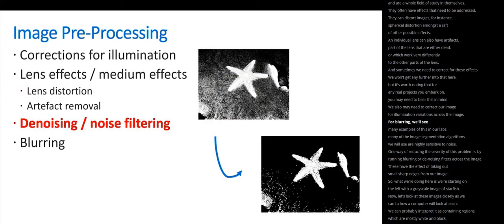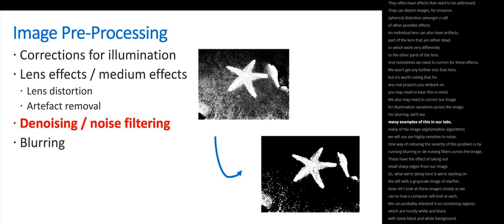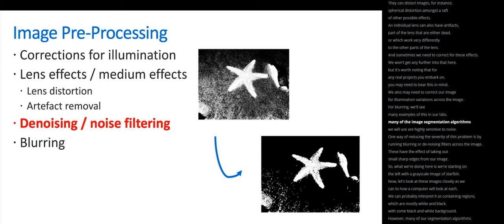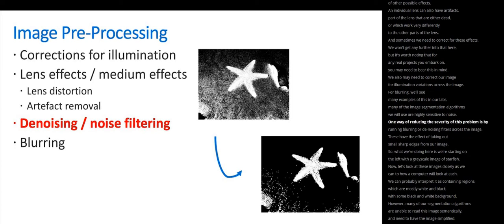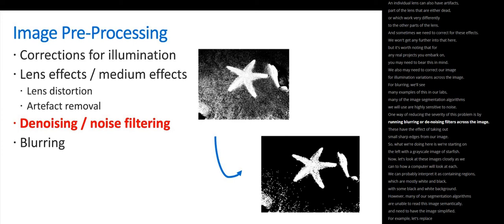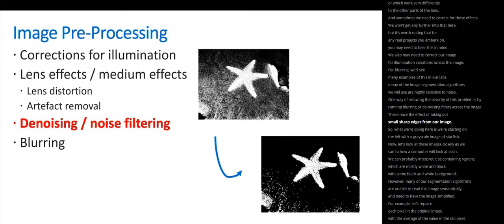For blurring, and we'll see many examples of this in our labs, many of the image segmentation algorithms we will use are highly sensitive to noise. One way of reducing the severity of this problem is by running blurring or denoising filters across the image. These have the effect of taking out small sharp edges from our image.